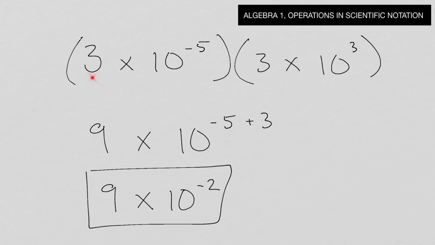Remember, we're just multiplying these two numbers here together to get our number, and then we're going to take the base. Since it's the same base, we could add the exponents. So we do this first, and then we're going to basically multiply these together, which means adding the exponents.